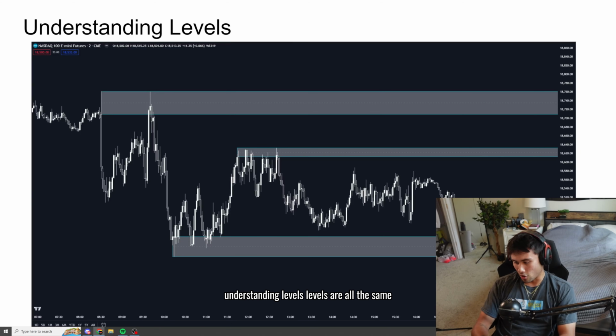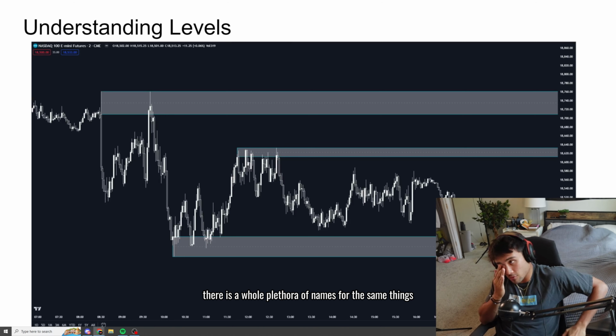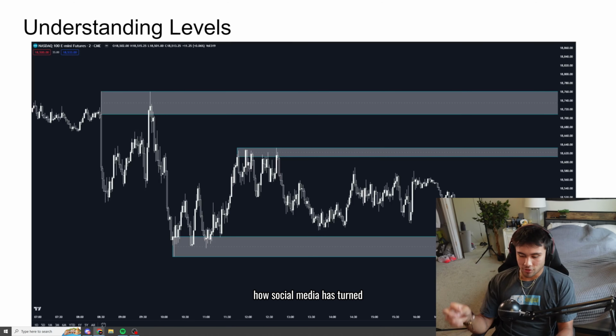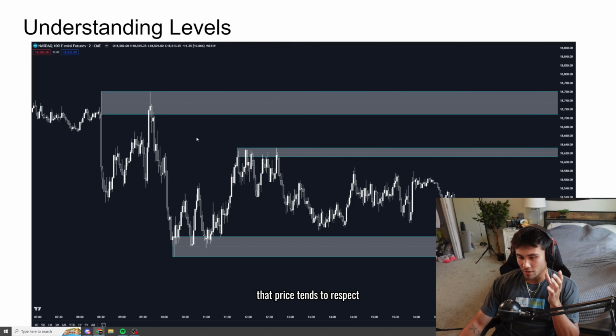Understanding levels. Levels are all the same. Some people call them supply and demand zones. Some people call them support and resistance levels. There is a whole plethora of names for the same things. The way that at least I've seen it, how social media has turned is everyone's kind of trying to rebrand the same things. But at the end of the day, all the concepts are the same. They just have a bunch of different names because everyone's trying to rename something into their own thing when actually it's just something that's already existed. In most cases, it's going to be significant areas that price tends to respect. And when I say respect, I mean that price is going to be reversing out of these levels.